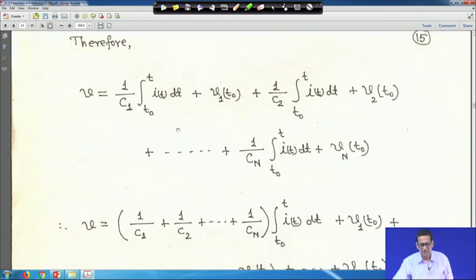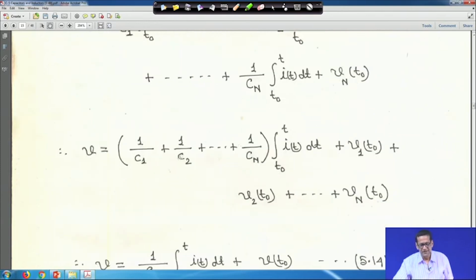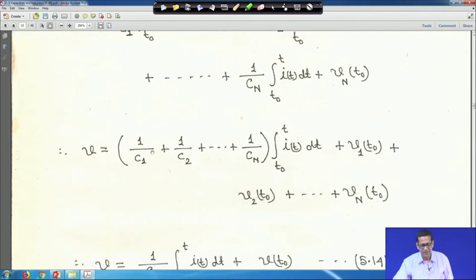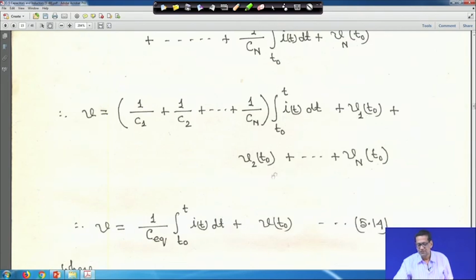Now, for the next term, you collect all the terms with the integral from T0 to T of i(t) dt. Therefore, (1 upon C1 plus 1 upon C2 up to 1 upon Cn) times the integral from T0 to T of i(t) dt, plus V1(T0) plus V2(T0) up to Vn(T0). Or you can write 1 upon Ceq, that means C equivalent, times the integral from T0 to T of i(t) dt, plus V(T0). This is equation 14.